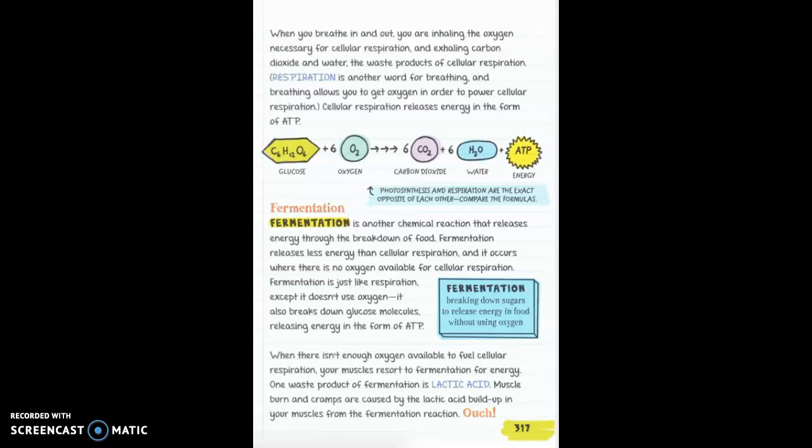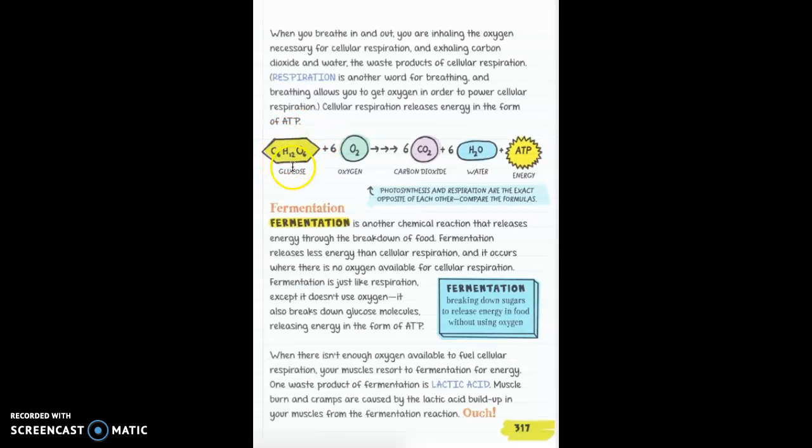When you breathe in and out, you're inhaling the oxygen necessary for cellular respiration and exhaling carbon dioxide and water, the waste products of cellular respiration. Respiration is another word for breathing, and breathing allows you to get oxygen in order to power cellular respiration. Cellular respiration releases energy in the form of ATP.